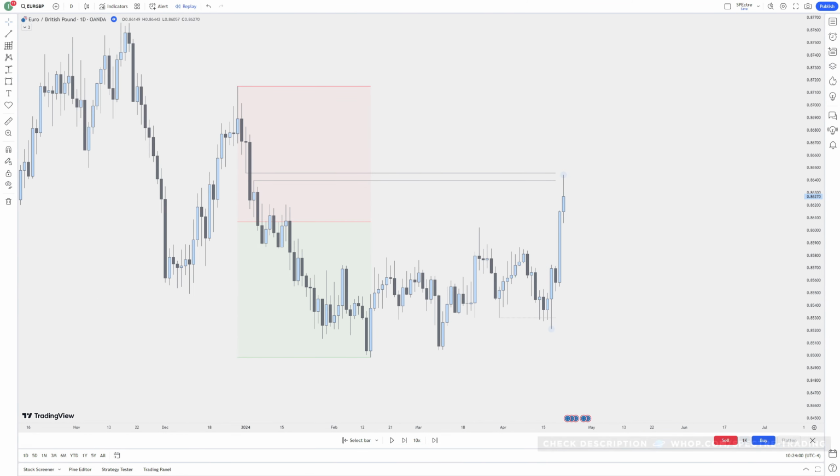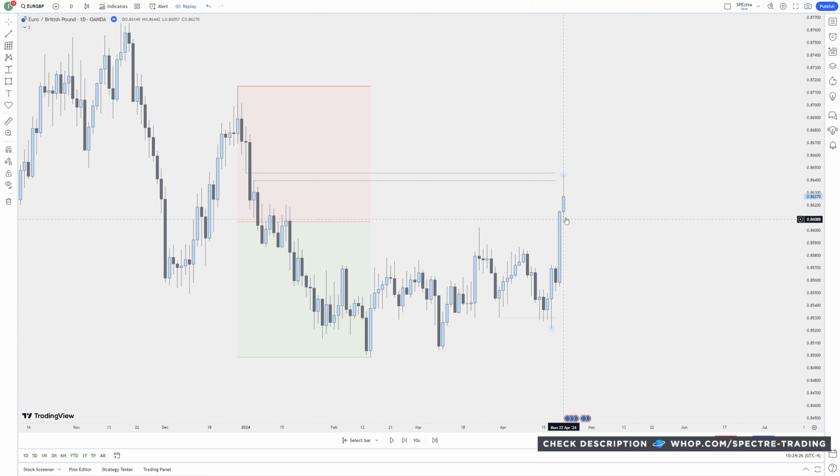Okay, so for the first example, we're looking at Euro GBP, right? So the euro against the pound. And as you can see in this daily fractal, price is trading from a daily discount to a premium, being this premium fair value gap. So we want to pay attention to this current range I'm highlighting, right? The low from the 17th of April to the high being the 22nd of April.